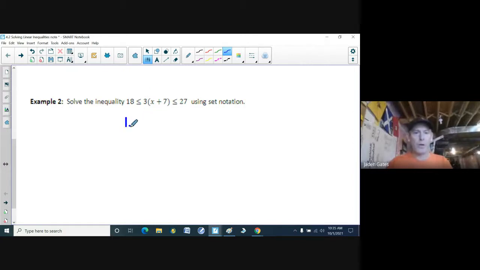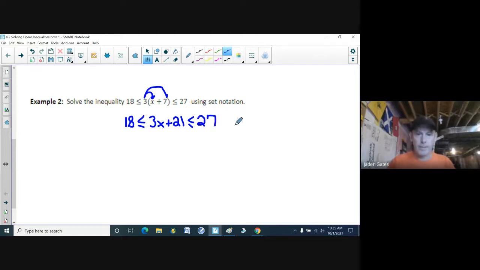The first thing I want to do is simplify the middle of the inequality. So I've got 18 is less than or equal to, and I'm going to do the rainbow rule, I call it. Some teachers teach it as the distributive property. Students never remember that when I taught that, so I don't even bother. So the rainbow rule is 3 times x, I got 3x, and then 3 times 7, I got positive 21. And again, that is going to be less than or equal to 27.